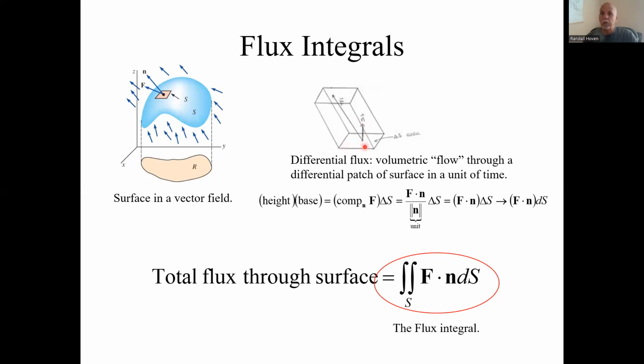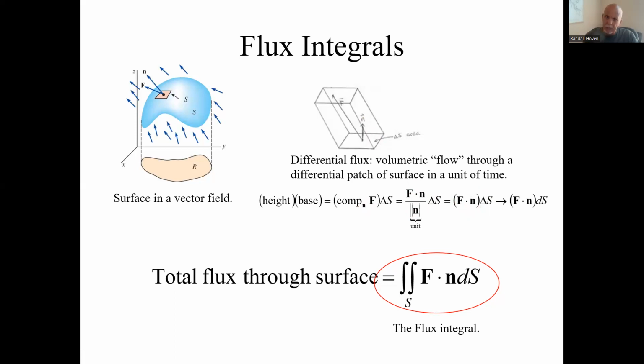Well, we have a formula for that volume. It's the base times the height. The base is just delta S. The height is the component of F onto n. We talked about that in the previous video as well, and we had a formula for it. The component of F onto n is F dot n divided by the magnitude of n. Well, if we define n as a unit vector, that magnitude is just 1. So here is the volume in that parallelepiped.